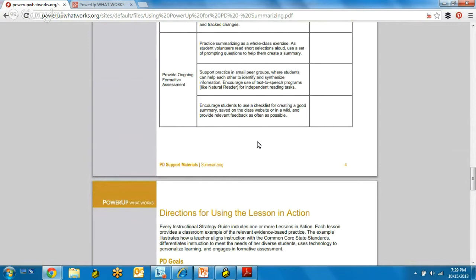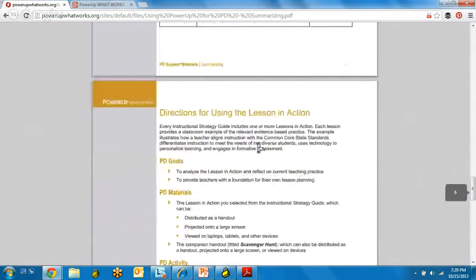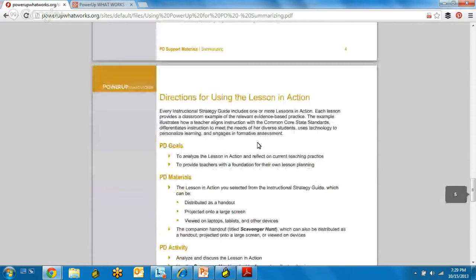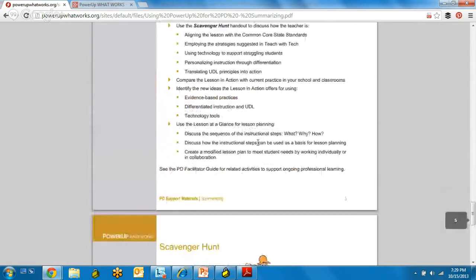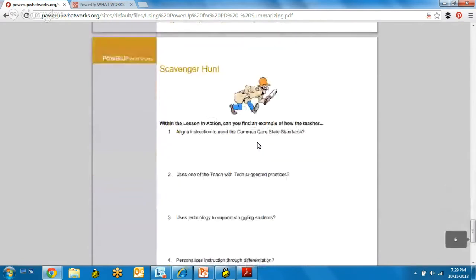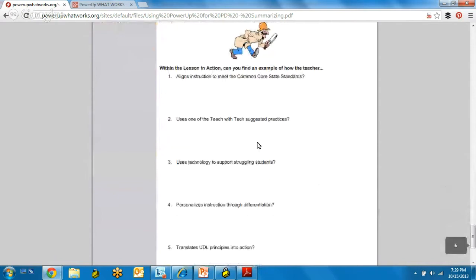And there's one more activity that we suggest. And this is a way to go back and take a really close look at the lesson in action. So Elise, if you could scroll down further, and we'll come down to what we call a scavenger hunt. The scavenger hunt has in it questions that would guide deeper exploration of the lesson in action.